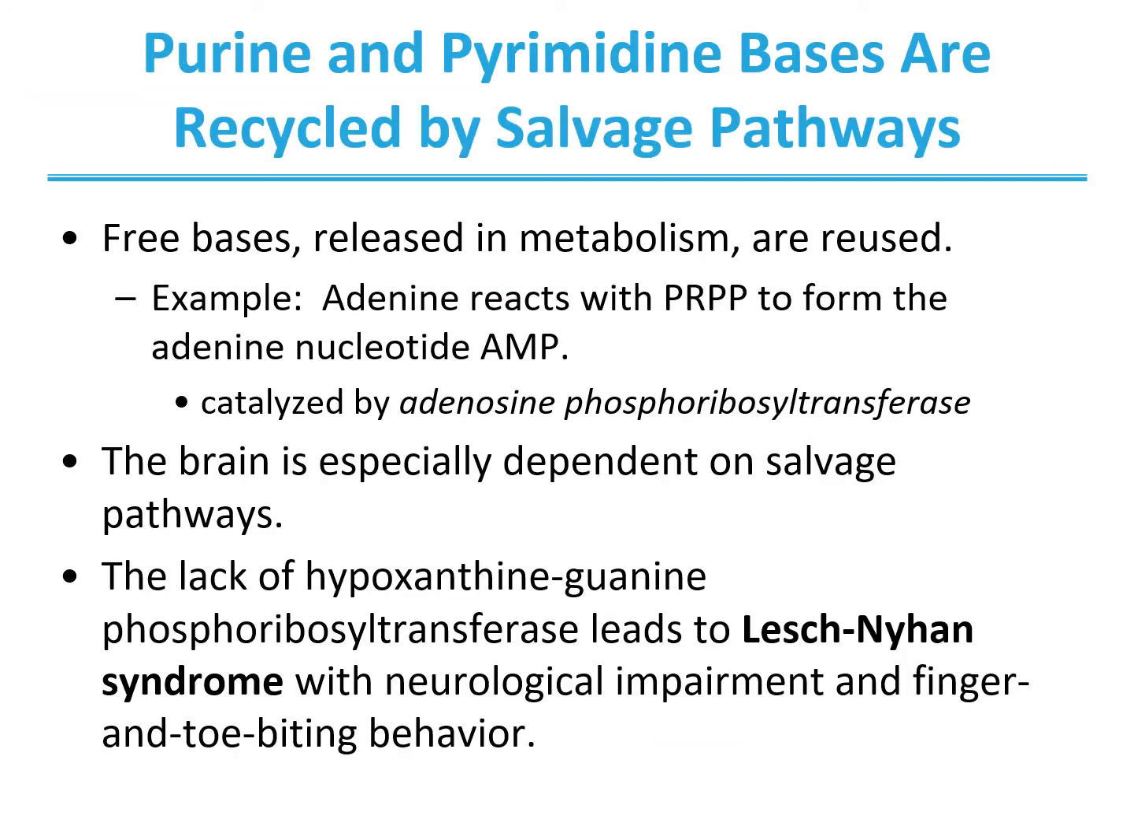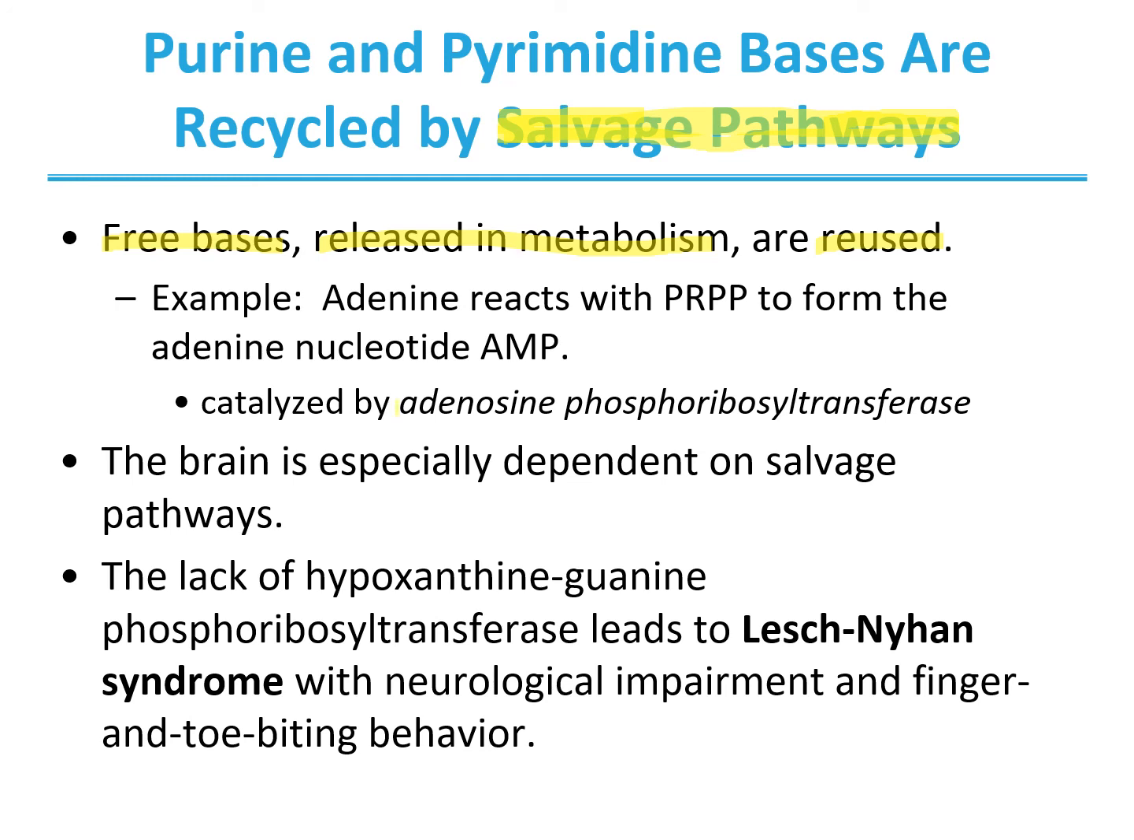Now the last part is about the salvage pathways. So salvage pathways, as I said in the beginning as well, are the recycling pathways. So any of the purines and pyrimidines which are old inside our body, we can recycle them through these salvage pathways, and we can make new purines and pyrimidines from them. And for these salvage or recycling pathways, we get any free bases which are released in the metabolism. They are going to be reused. So we break down certain things, we get these free bases, and we can use them to synthesize the nucleotides.